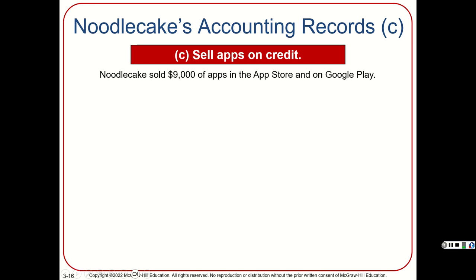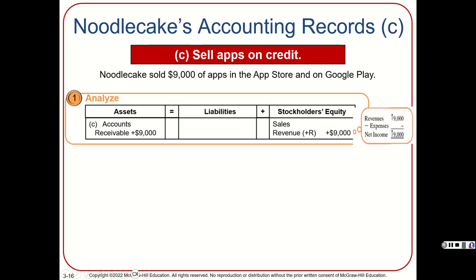Next example, the company sold the $9,000 worth of apps that they bought at the App Store on Google Play. So the accounts receivable is $9,000. And the stockholders' equity increases as well because they've sold $9,000 worth of apps.